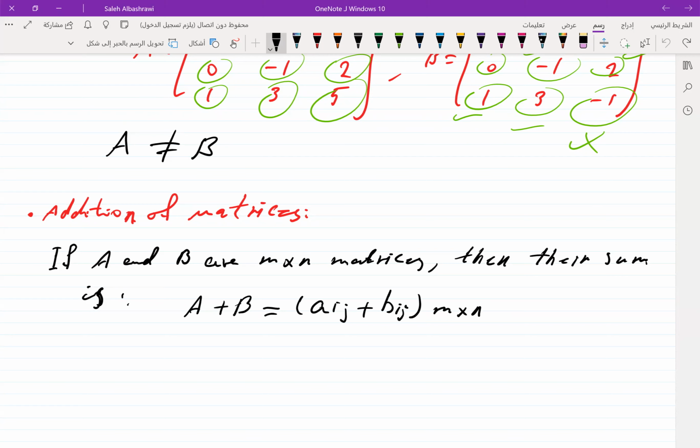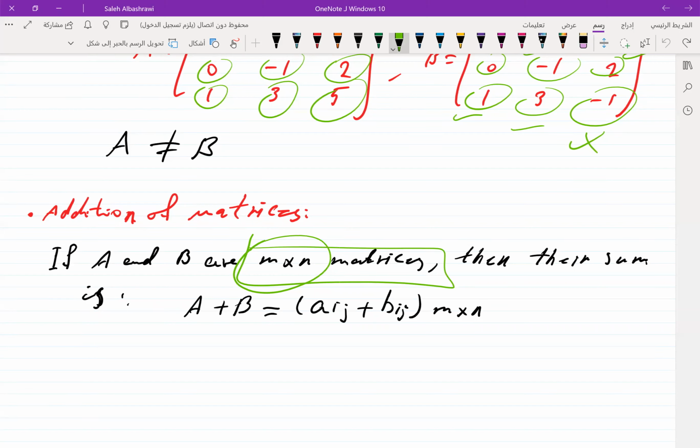What's the meaning of this statement? A and B are M by N matrices. It means they must have the same size. They must be of the same size, M by N. If they are not the same size, then we cannot find their sum. So A and B must be of the same size.